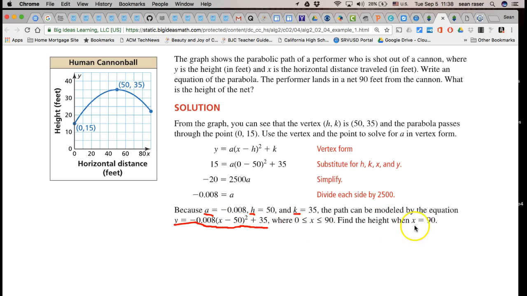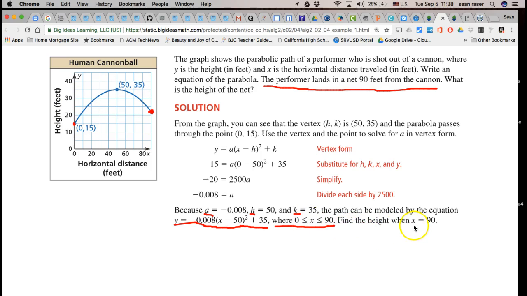Now, we want to find the height when the distance traveled is 90. That's the second part. It says the performer lands in a net 90 feet from the cannon. So right here, we know that the total distance traveled is going to be 90. For our equation, we're going from 0 all the way out to 90 right here. So that's the domain of our equation. We're only going for 90 feet right here.